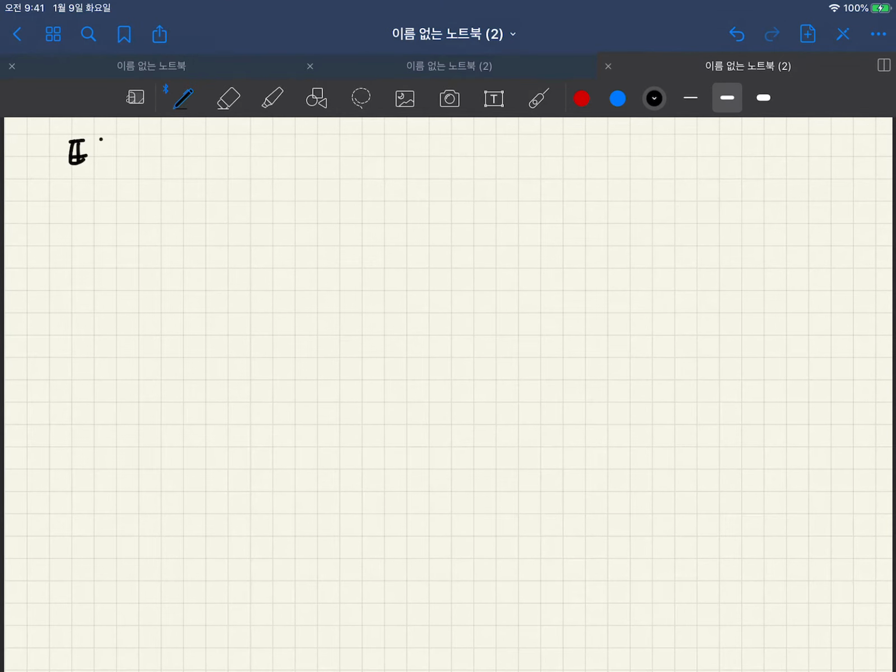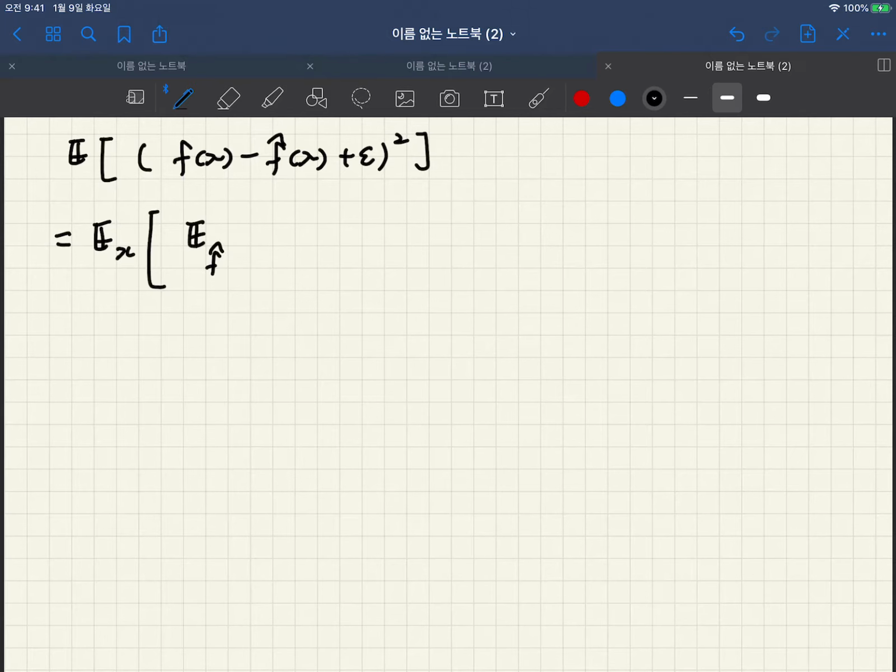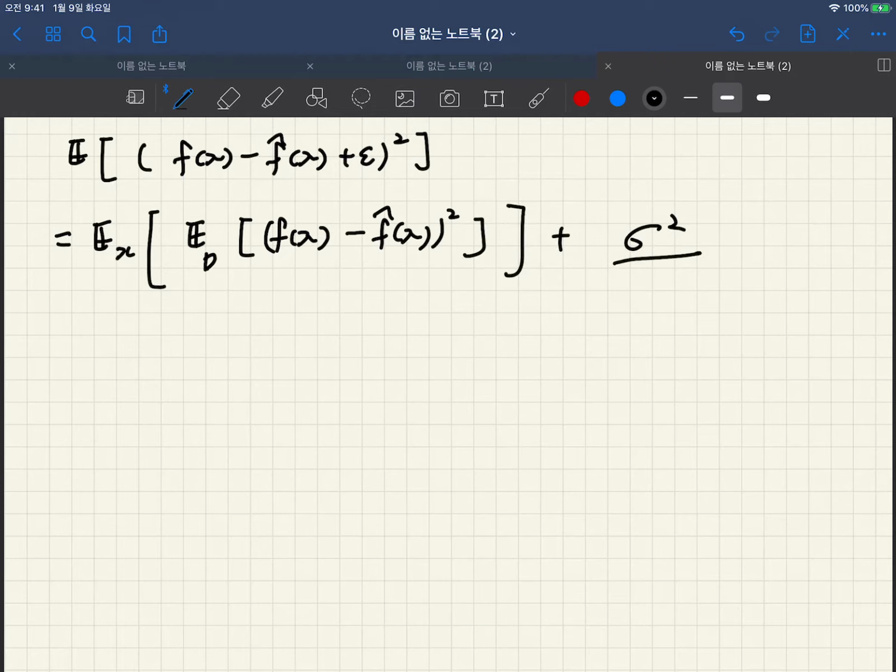So let's rewrite the mean squared error, which is (f(x) - f hat(x) + epsilon) squared. This is equal to the expectation with respect to x, expectation with respect to f hat, or we can say with respect to the training data, of (f(x) - f hat(x)) squared, plus sigma squared. Here sigma squared is the variance of epsilon, which is the irreducible error. And the first part is the reducible error.